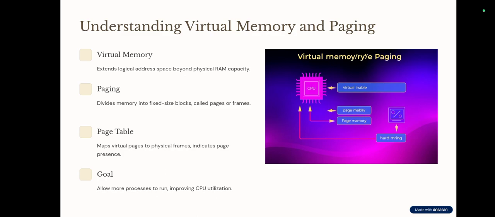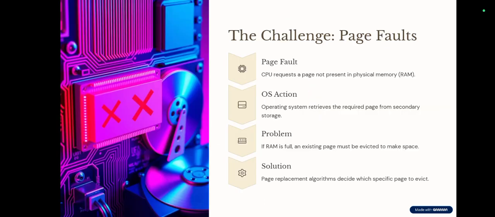So why do we need page replacement? That's where page faults come in. The challenges of page faults. A page fault occurs when the CPU accesses a page not currently in the RAM. The OS must pause and load the page from secondary storage, but if RAM is already full, it must evict one of the pages. The CPU requests a page not present in physical memory, the operating system retrieves the required page from secondary storage, and that's the problem. If the RAM is full, an existing page must be evicted to make space.